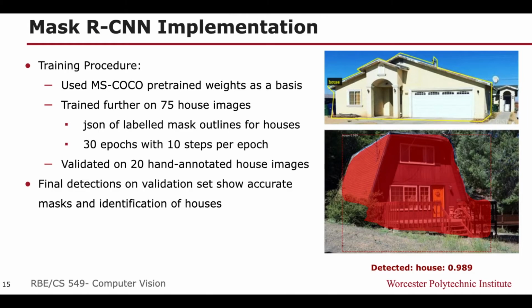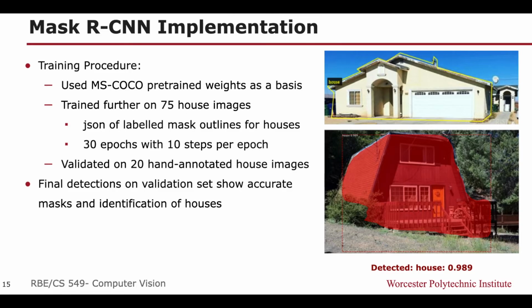Then afterwards, we validated it on 20 hand annotated house images and found that the model works quite successfully in identifying houses, as seen to the bottom right, where the house was detected with an accuracy of 0.989, and it shows a full nice outline.